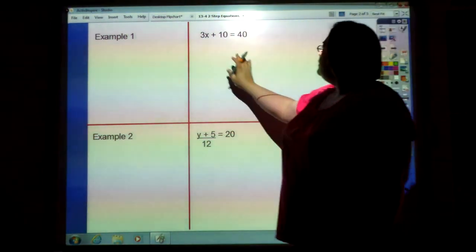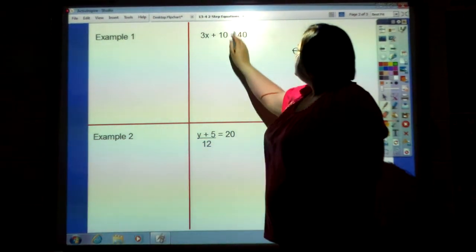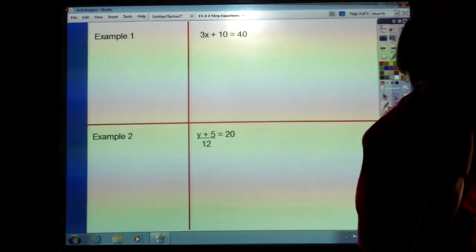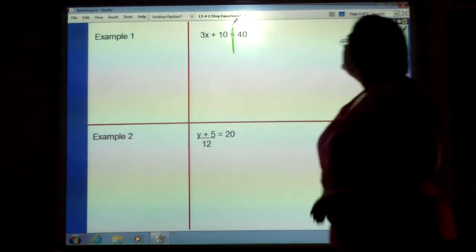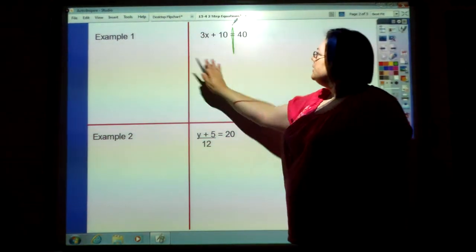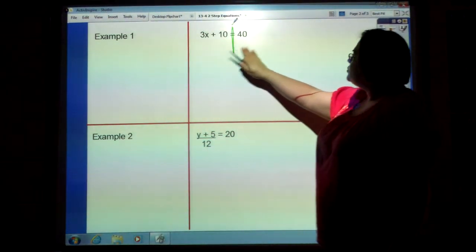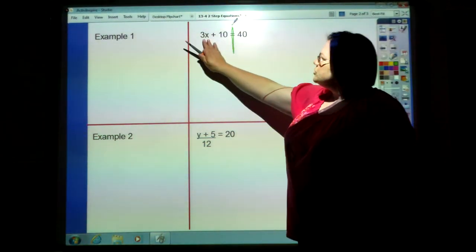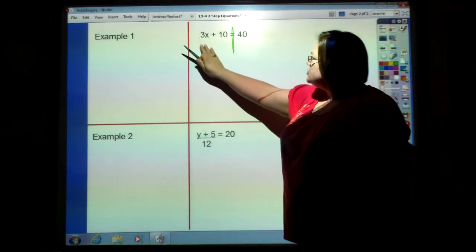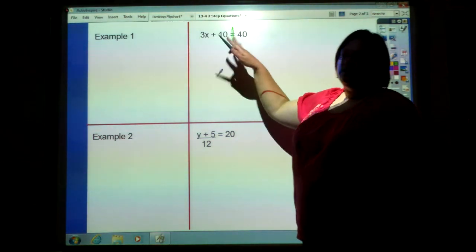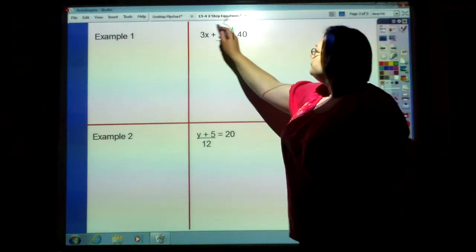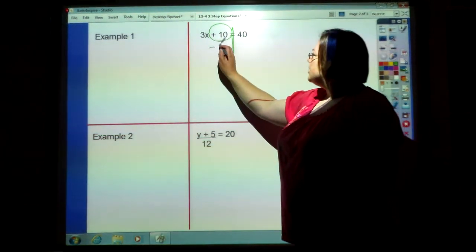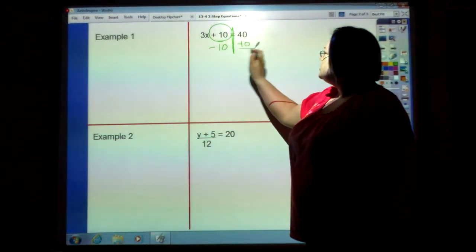And first, we're going to look at what we have and draw a line down the equal sign. So we have 3x plus 10 on one side of the equation and 40 on the other. So we're going to look at what's over here with the variable, which is that x, the letter, and we need to circle the extra number that's kind of out there by itself, which is the 10. And then complete the inverse operation. So if we have add 10, we're going to subtract 10 on both sides of the equation to balance it out.